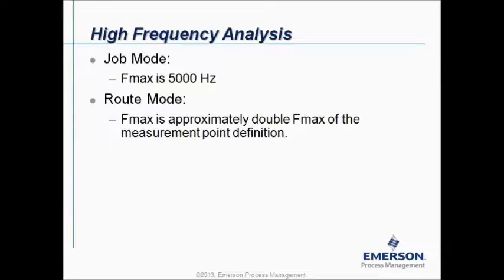Now, the high frequency analysis module can be accessed from two different starting points. If you start this module in the job mode, there will be a spectrum measured with a default Fmax of 5000 Hz. However, if you start the same application from the root mode, there will be an additional spectrum measured and stored with approximately double the Fmax that was specified in the measurement point definition. Let's take a look at the analyzer now.